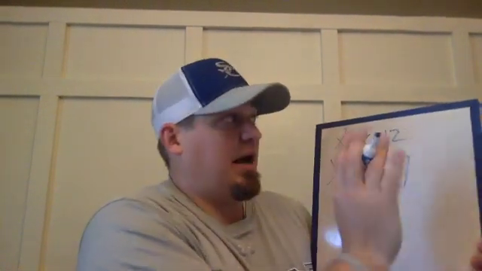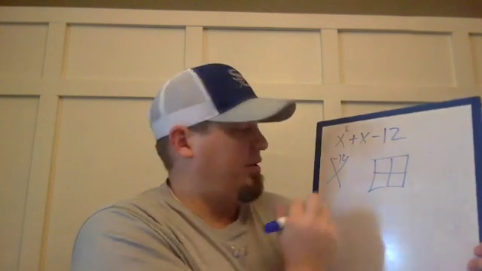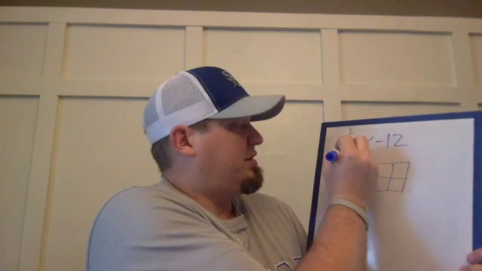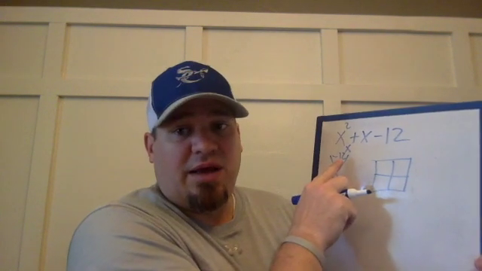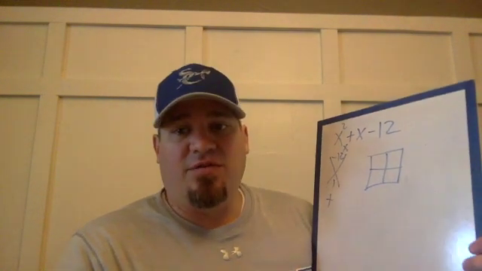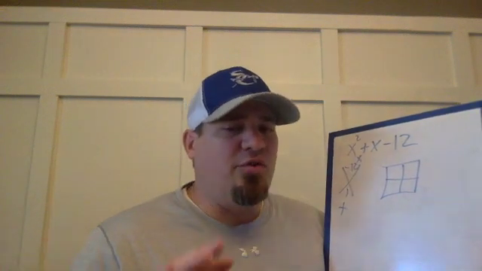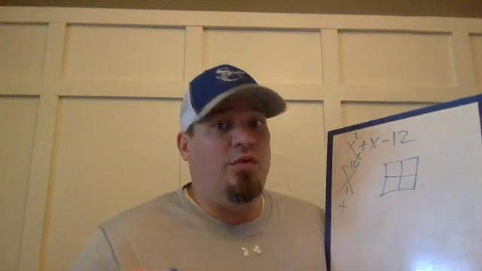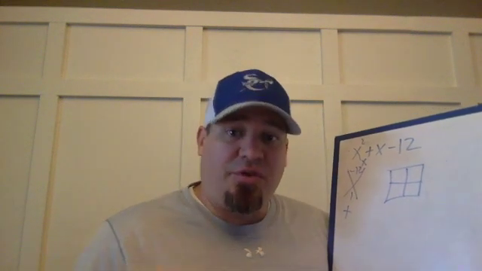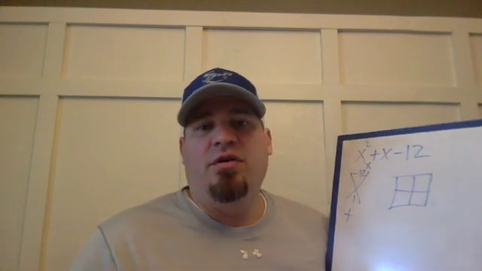Again, I don't change the process, but I have negative 12 as my top number and positive 1 as my bottom number. We don't change anything. These are still the two numbers that multiply together to give me negative 12 but add together to give me positive 1. So what are the possibilities of numbers that multiply together to give me 12? Well, we've got 1 and 12, 2 and 6, and 3 and 4. Those are all the pairs of factors of 12, right?